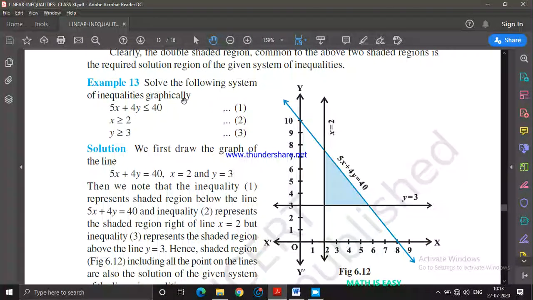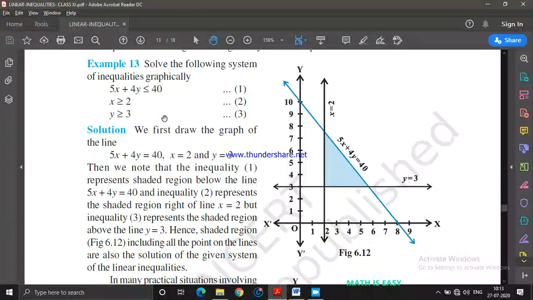Here you have: solve the following system of inequalities graphically. 5x plus 4y is less than or equal to 40, x is greater than or equal to 2, and y is greater than or equal to 3. So here I have 3 equations in 2 variables. Generally, with equal signs, you cannot solve them because variables are 2 and equations are 3. But in linear inequalities, we can solve it. We can find the solution set.